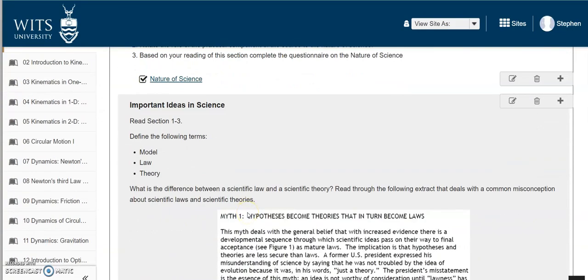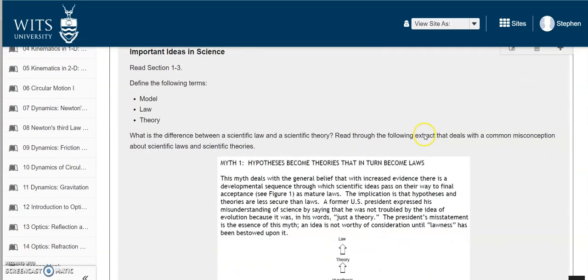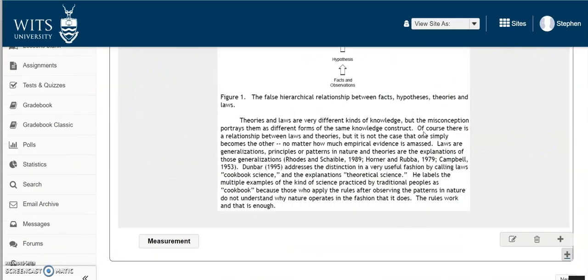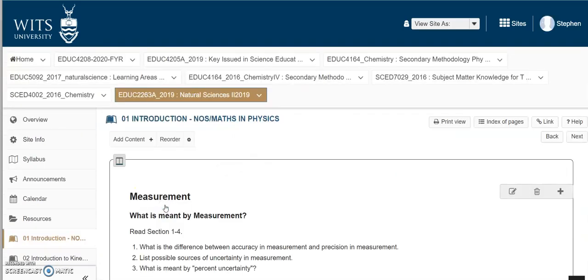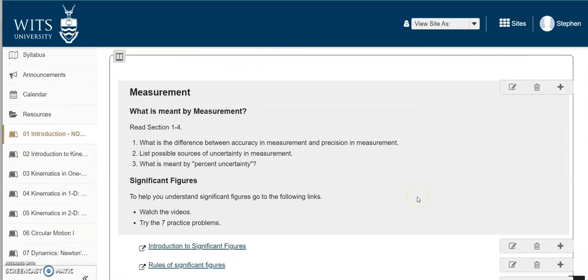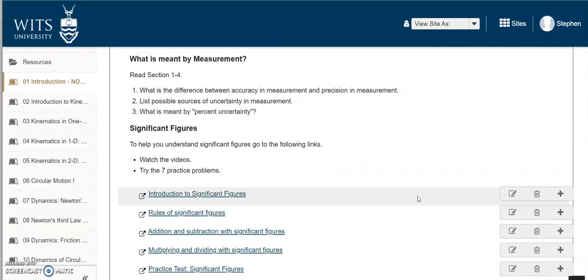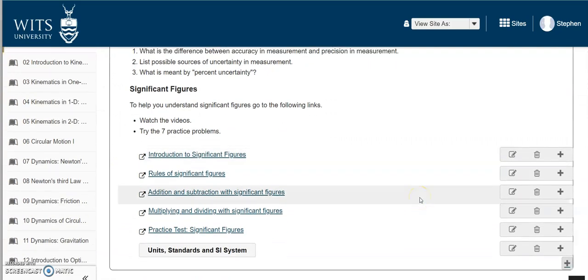Then they also needed to, if they read the next section, define what a model was, a law, and a theory. And I gave them a little bit of information about how a myth in science and how laws and theories were related. Then we looked at measurement. The next one was on measurement and significant figures.